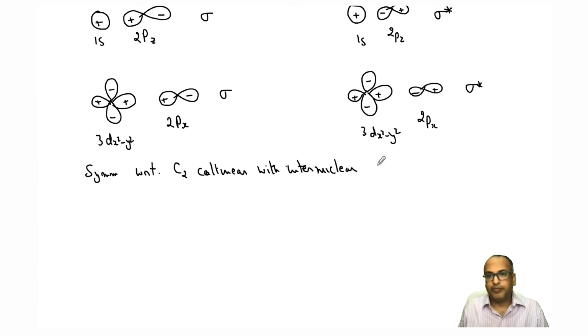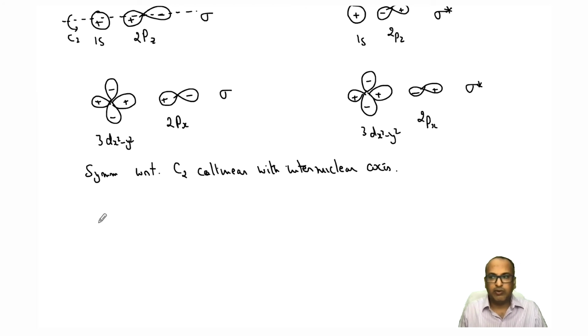So that is, if you pass an axis through this, this is my internuclear axis, and you do a C2 operation, this will be symmetric, right? So sigma sigma star interactions are symmetric with respect to C2, which is collinear with the internuclear axis. Now let us look at the pi pi star interactions.